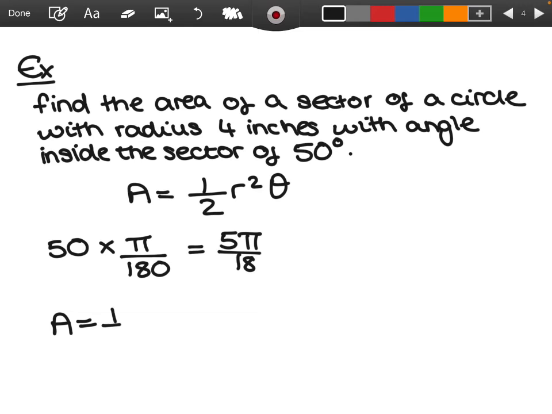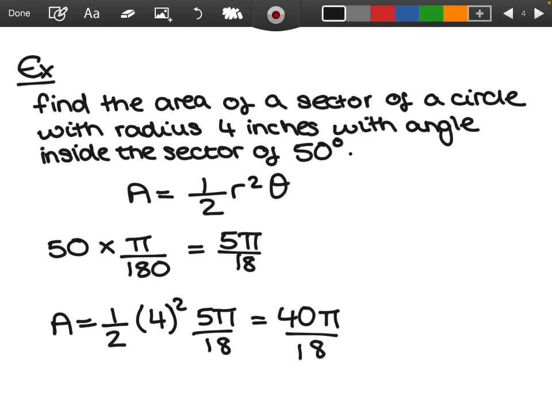So the area is 1/2 multiplied by 4 squared multiplied by 5 pi over 18. 4 squared is 16, divided by 2 is 8. So that would give me 40 pi over 18, which when we cancel it down is 20 pi over 9, which is approximately 6.98. And this time we're looking at an area.